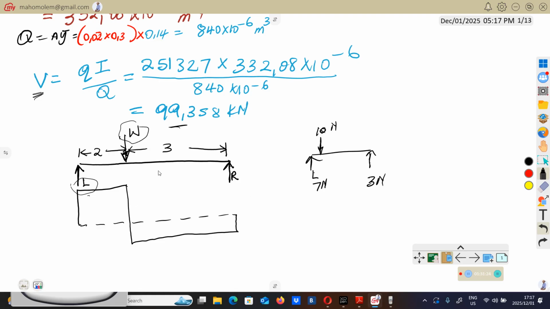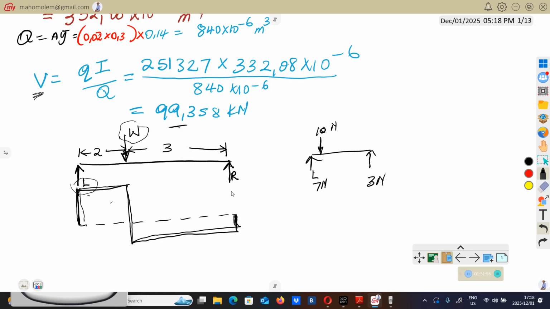Since this load is 2 meters from the left support, it means that the left support is going to carry more load compared to this side. That's why on this side, I went up, knowing that the reaction on this side is going to be more compared to this side. That's why this side is long, this side is short. So it's because of that.